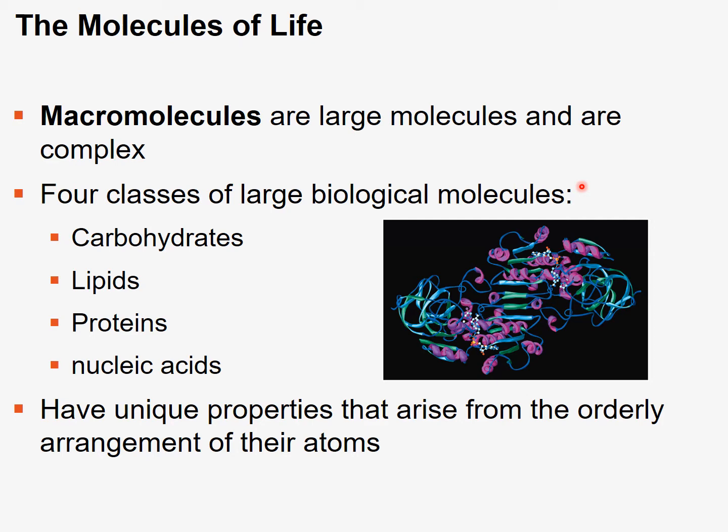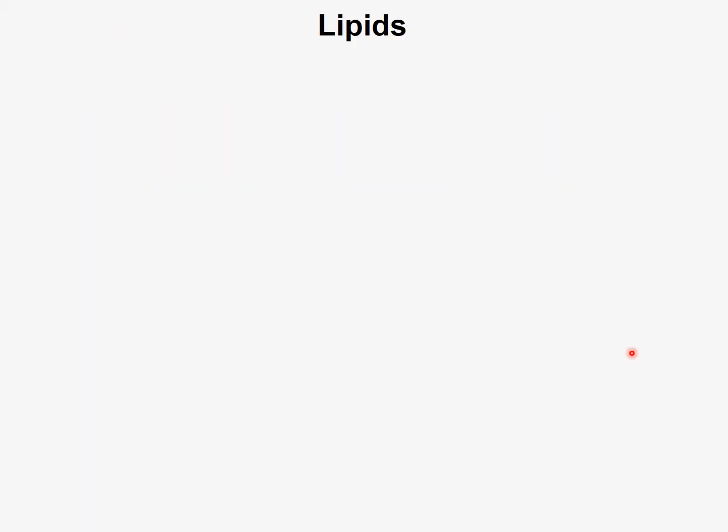So remember, there are four classes of large biological macromolecules. We have carbohydrates, lipids, proteins, and nucleic acids, and each of them has unique properties that arise from the arrangement of their atoms and, of course, the number, location, and type of functional group attached to the skeleton. So again, here we're going to be dealing with lipids and nucleic acids. So let's start with lipids.